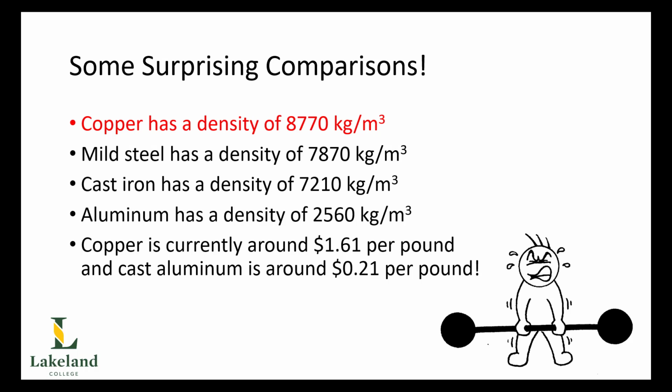Now, in terms of copper prices, at the time of recording this, which is in May of 2019, copper is currently around $1.61 per pound, as versus aluminum, which is only down at 21 cents per pound. So as I said, copper can be a very expensive metal to purchase, and also with its extreme weight versus aluminum, the selection depends upon what project it's going to be used for.